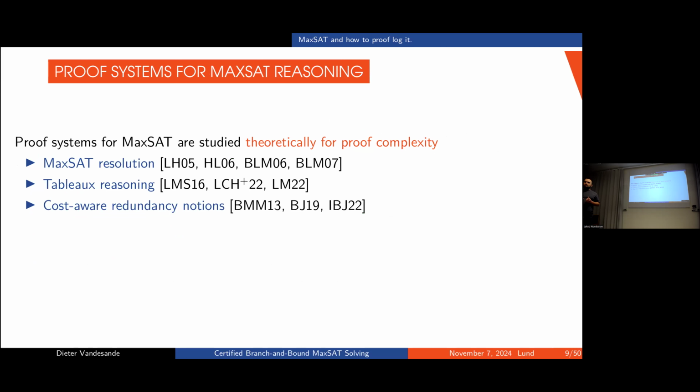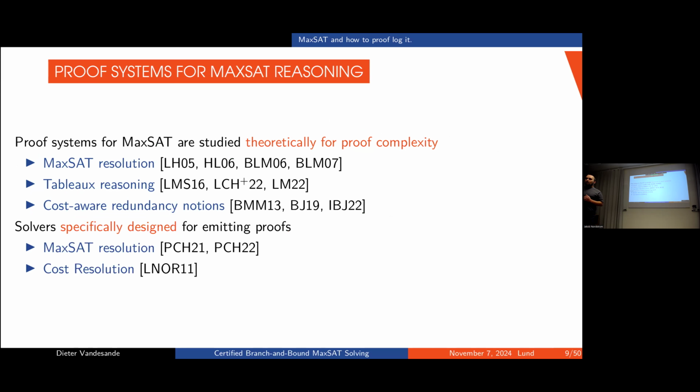So why don't we have some proofs? Well, what has been done in designing proof systems for MaxSAT so far? Well, mainly proof systems have been studied to theoretically study proof complexity. There are a few solvers that are specifically created for creating proofs in one of these proof systems, but they do just not compete with state-of-the-art MaxSAT solvers. So up until now, we don't have any certified state-of-the-art MaxSAT solver using some native proof system for MaxSAT.